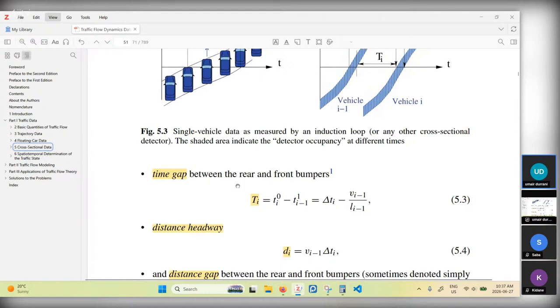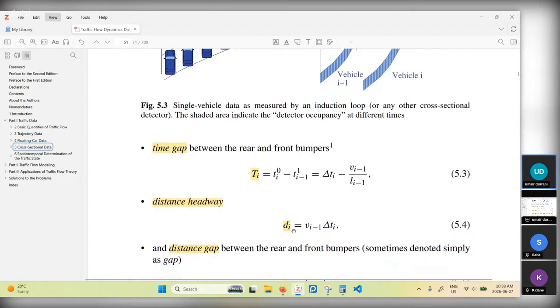Just like the time headway, as we discussed above, there's also time gap. Instead of T_{i-1}^0, if we use T_{i-1}^1, which is when the rear of the leader has left the loop, and subtract it from the time when the front of the follower entered the loop, we'll get the capital T_i, which is a time gap. It is also equivalent to the time headway, delta T_i, minus the length of the leader divided by the speed of the leader.